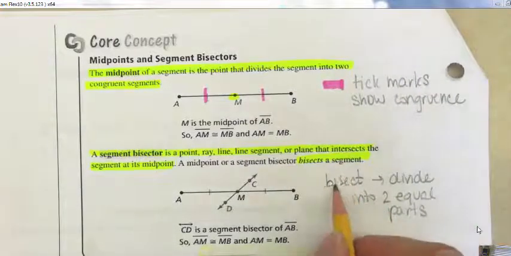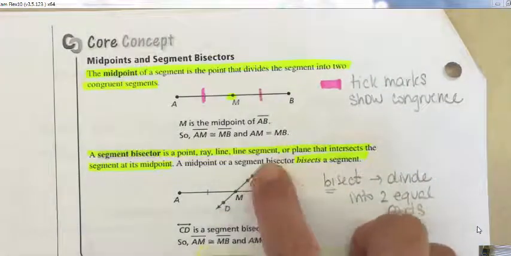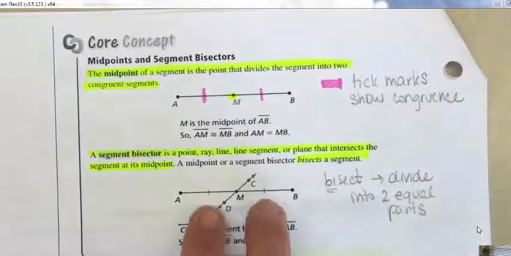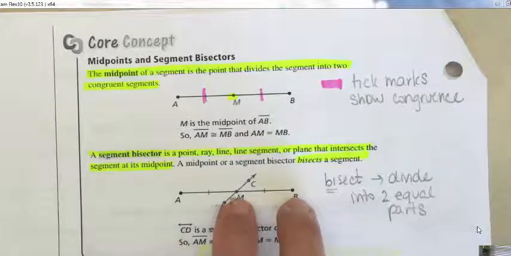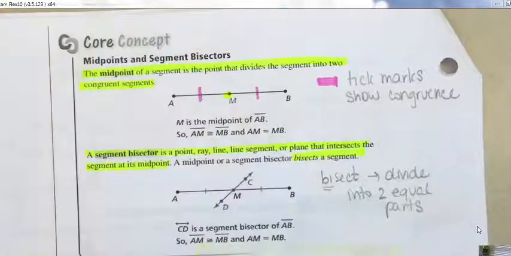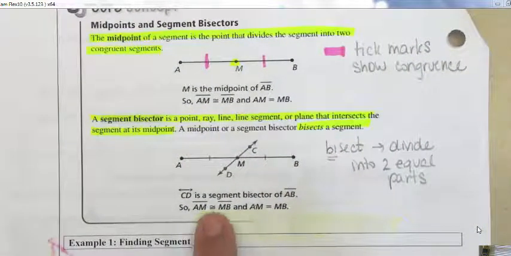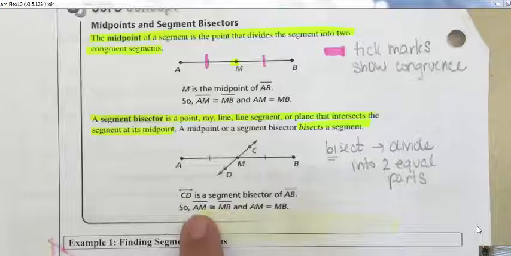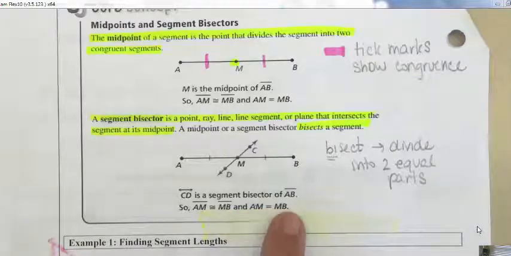Root word there being bi, which means 2. Okay, so here we have a line, but you could have a ray bisecting it. Notice you got those tick marks there. That shows you that AM is the same length or congruent to MB. And that's what all of this is saying right here. Segment AM is congruent to segment MB. Or in other words, the length of AM is equal to the length of MB. These are basically lengths.